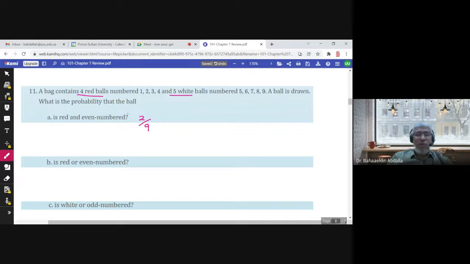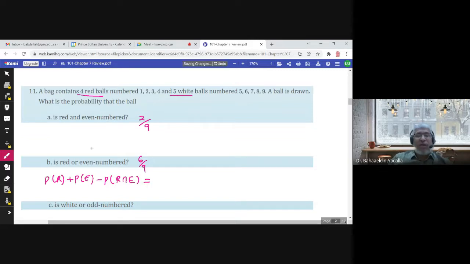So 2 plus 4, there are 6. So the probability is 6 over 9. If you want, you can solve this question like this, or if you want to write more, you can write this set, which has red or even numbered, or you can use the formula probability of red plus probability of even minus probability of red intersection even. Okay, so as you wish.